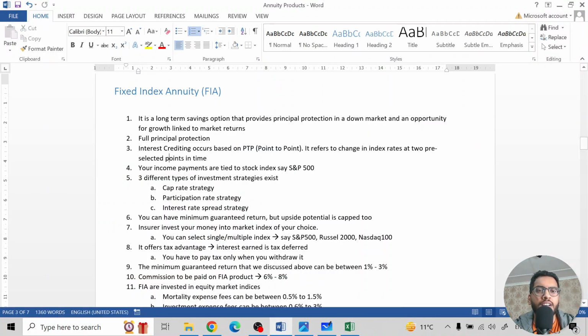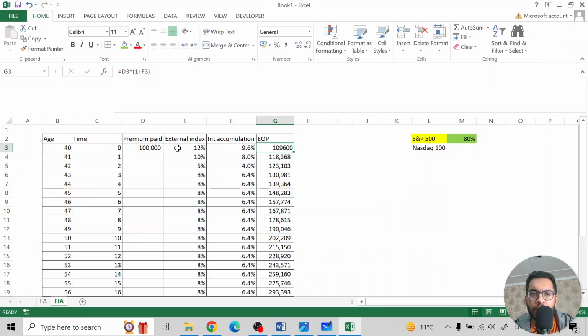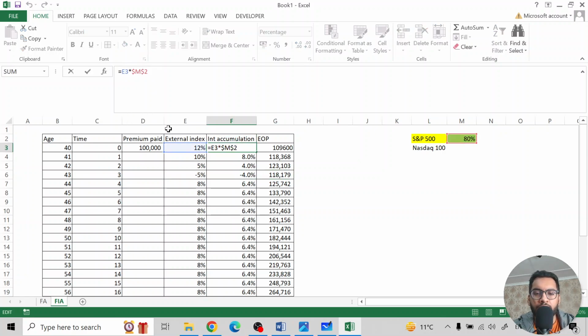Let's begin. So again, it is going to provide you with the full principal protection, which makes sense, because that is what we are trying to say. Let's say in this year the return is minus 5%. So what happened in this case? Your value has decreased, right? Which means that this formula is not correct. So what I will do is apply the max condition, that either this or zero.